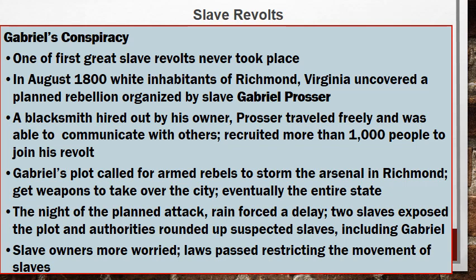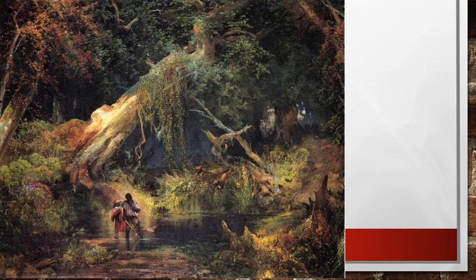After Gabriel's Conspiracy, it was actually about 2 years of full-on panic among white people, and the states passed laws restricting the movement of slaves as a result. Here shows slaves escaping into the swamps, which was common in North Carolina and Virginia. There's a very giant swamp on the North Carolina-Virginia border called the Great Dismal Swamp. And so here they are trying to hide out and escape. They're being pursued in the back.